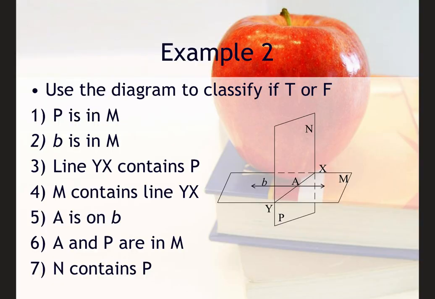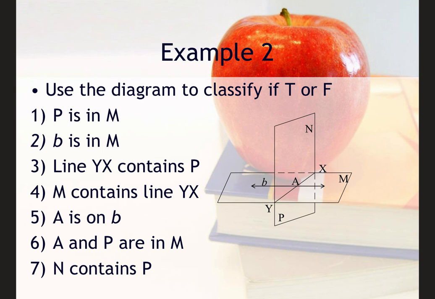Example 2 gives you the diagram, and then it says to use that diagram to classify if the statement is true or false. Number 1 says P is in M. And what this means is point P, because you can call it with just that single letter, is in plane M.